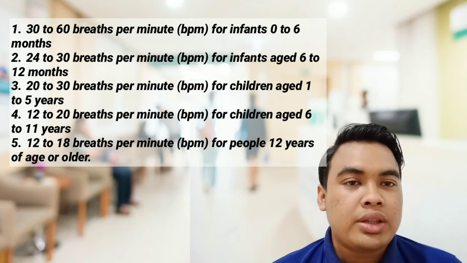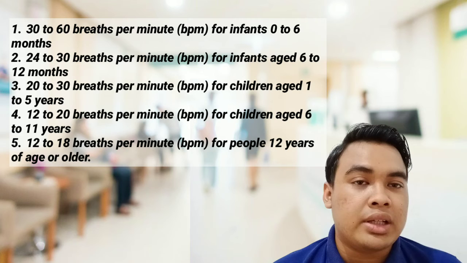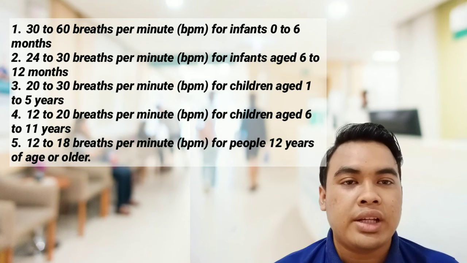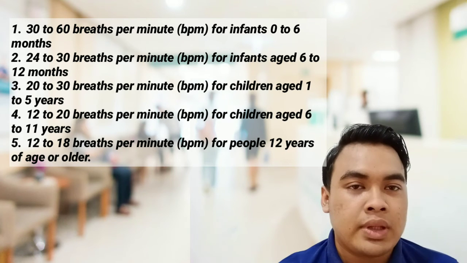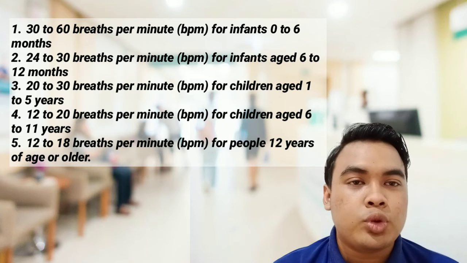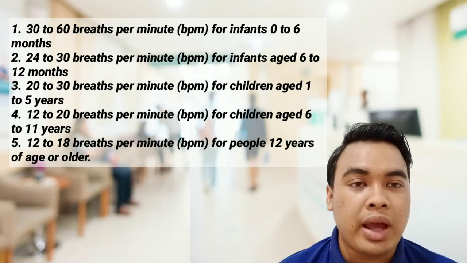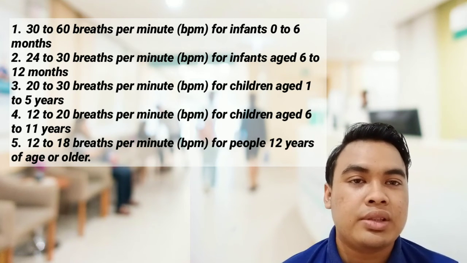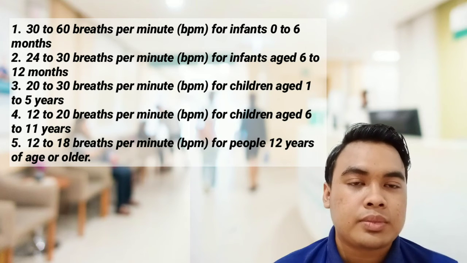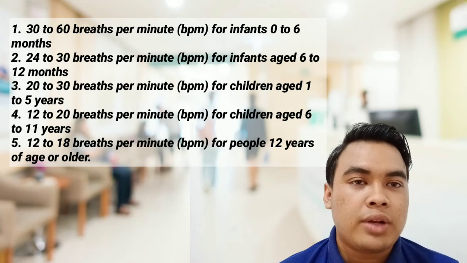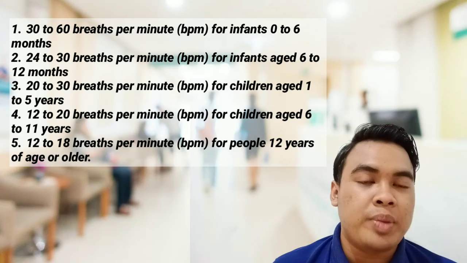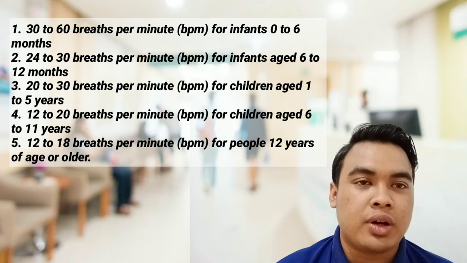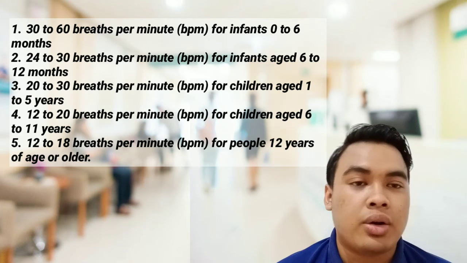Third, 20 to 30 breaths per minute or BPM for children aged 1 to 5 years. Fourth, 12 to 20 breaths per minute or BPM for children aged 6 to 11 years. Fifth, 12 to 18 breaths per minute or BPM for people 12 years of age or older.